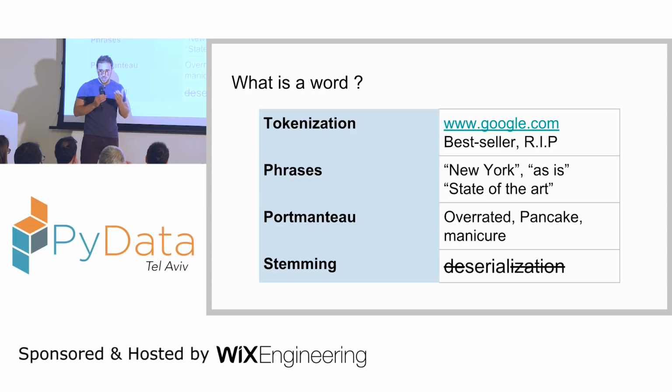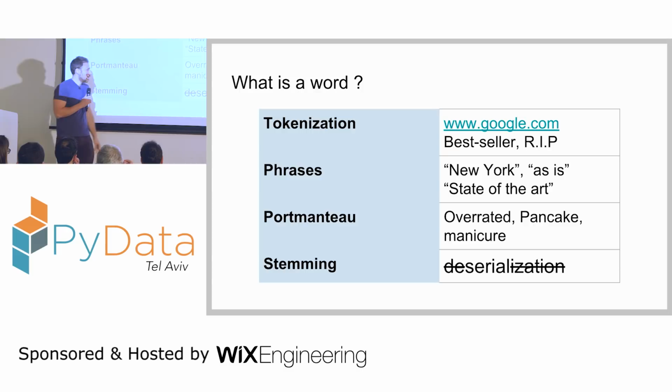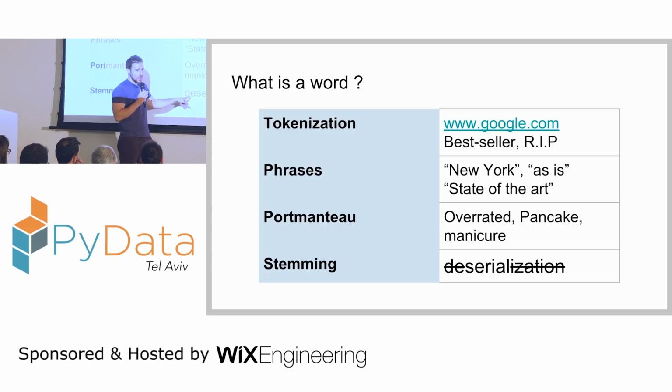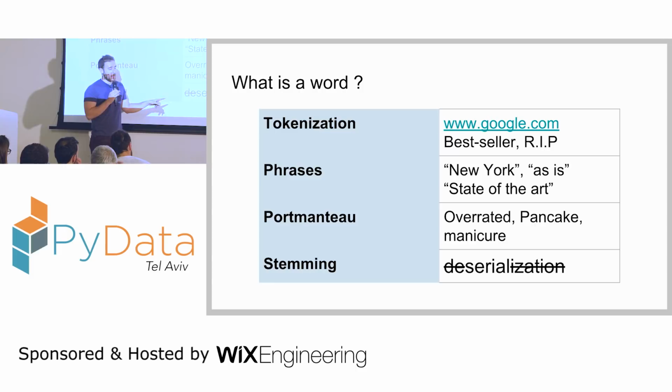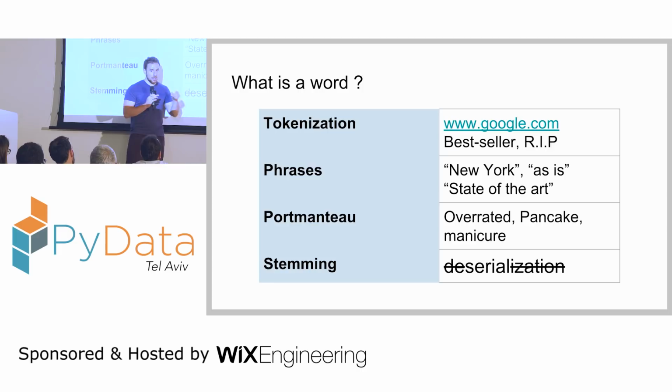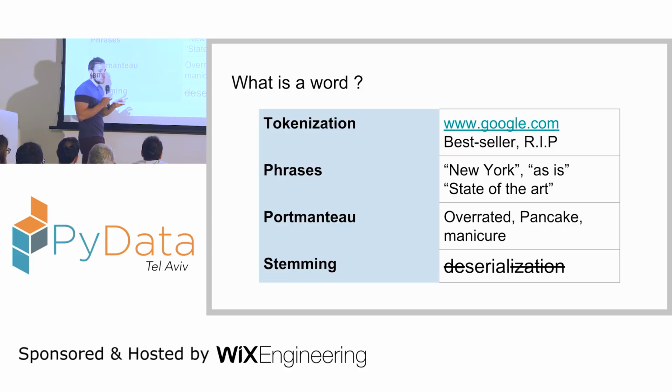Another thing that's done a lot of times to reduce the size of the vocabulary is stemming. Stemming is essentially removing the prefixes and suffixes from a word. So if I have a word like deserialization, I remove the de and the ization, and I get serial as a root word. It is not the same concept as root in Semitic languages like Hebrew, but it is still called a root word.